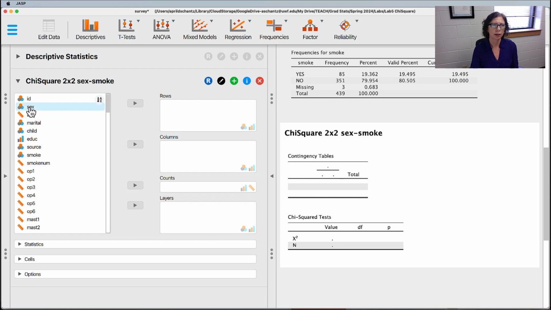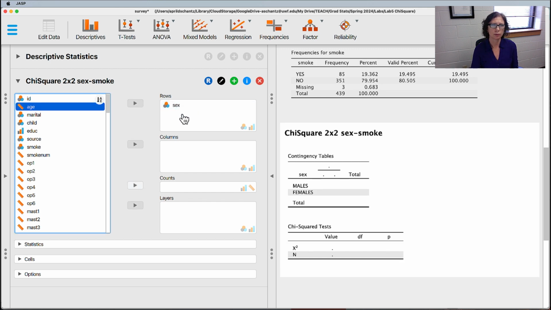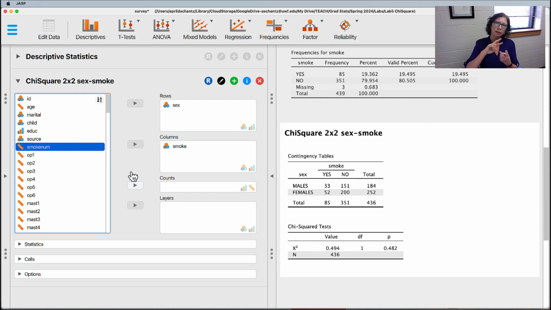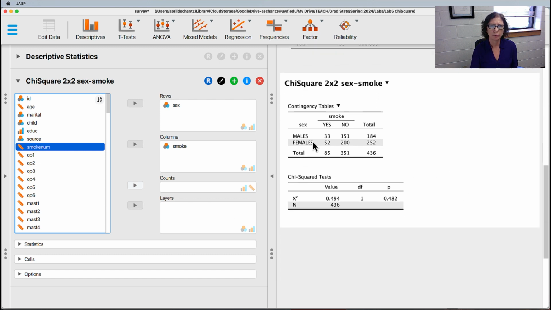We're going to put sex in the rows and smoke in the columns. And as a 2x2 table, it really doesn't matter which one we put where. But when you have something with a lot of levels to it, then you kind of want that one in the rows field because it's going to make your table easier to manage. So let's see what we have here so far. We have, out of the 184 males, 33 of them said that they smoke and 151 of them said they don't smoke.